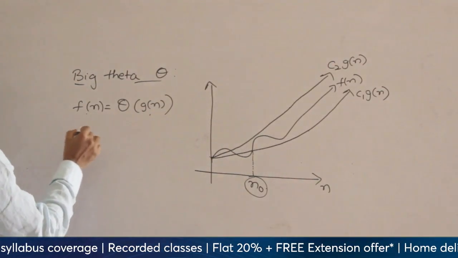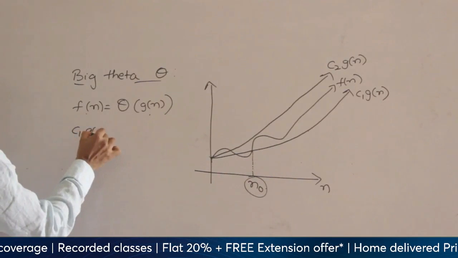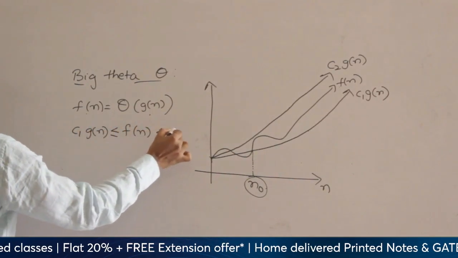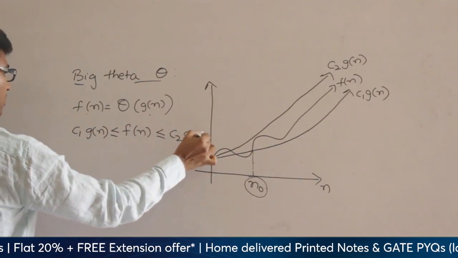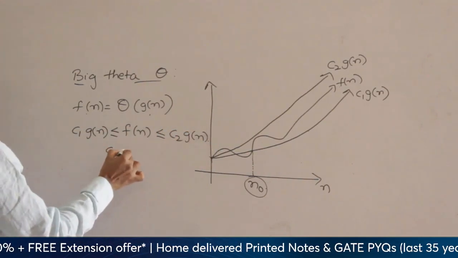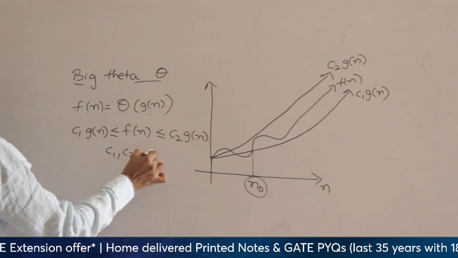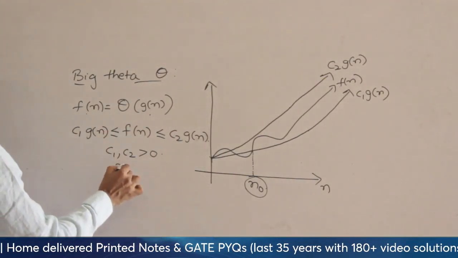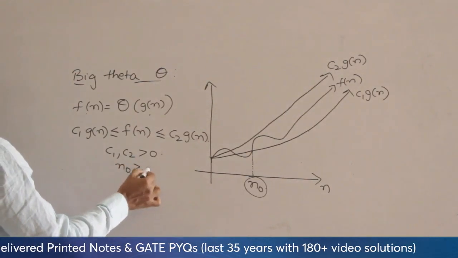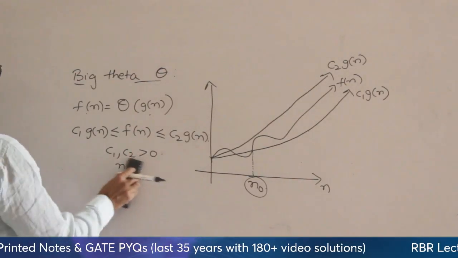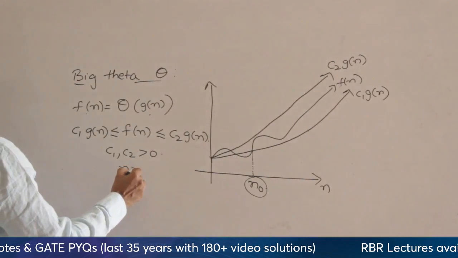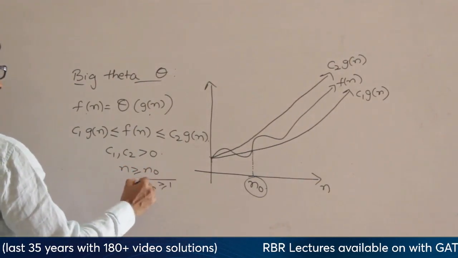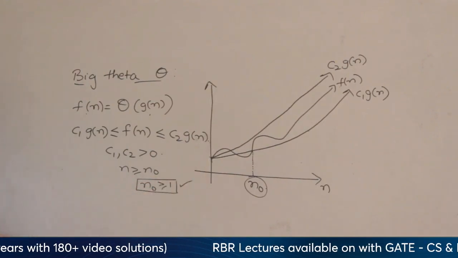Which means c1 into g of n should be less than or equal to f of n should be less than or equal to c2 into g of n, where c1 and c2 are constants greater than 0, and this should be valid for all values of n greater than or equal to n naught, where n naught has to be greater than or equal to 1, any constant. n naught can be any constant, right?